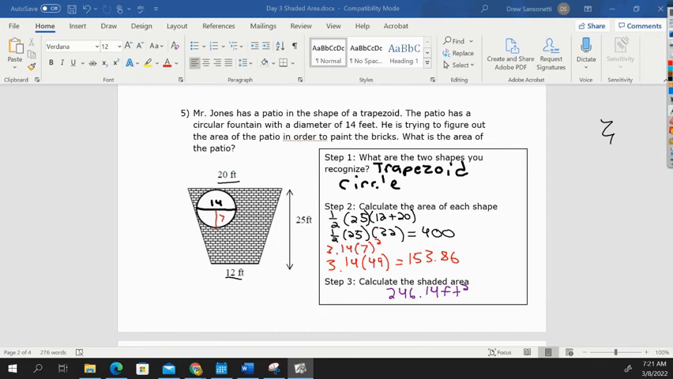So the big thing we just want you to take away, we're really not adding much new. All you're doing is finding the area of both of these and then subtracting them.